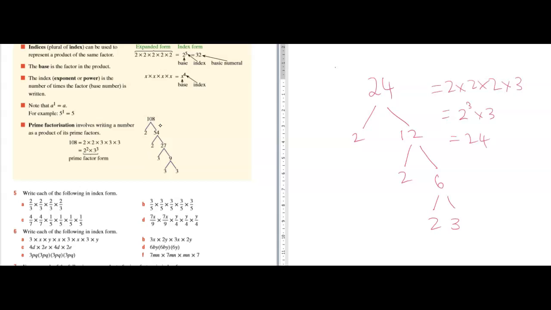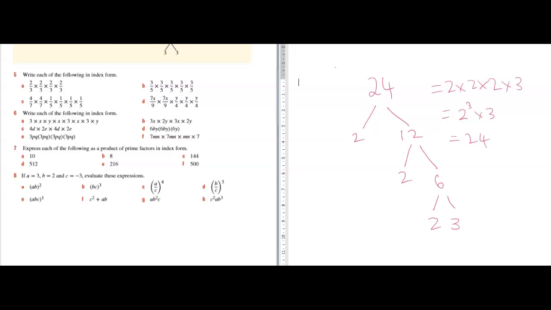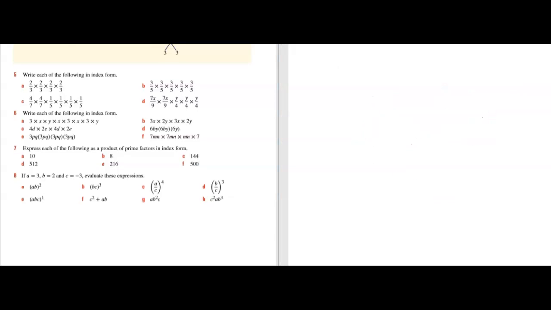So you can represent whole numbers, unless it's already a prime number, so any composite number, so a composite number is not a prime number, in index form. Okay, so let's scroll down and do some questions. All right, so I have skipped questions 1 to 4 and gone straight to 5, but if you had any trouble with 1 to 4, just ask and I can help you, or your teacher can help you if I'm not your teacher. Okay, so question 5, write each of the following in index form.